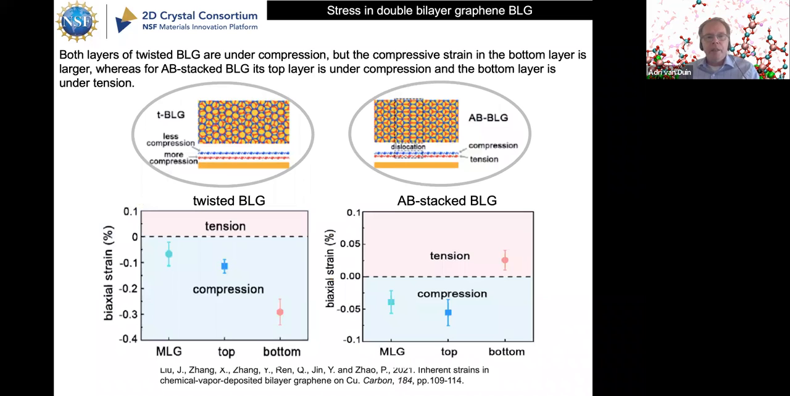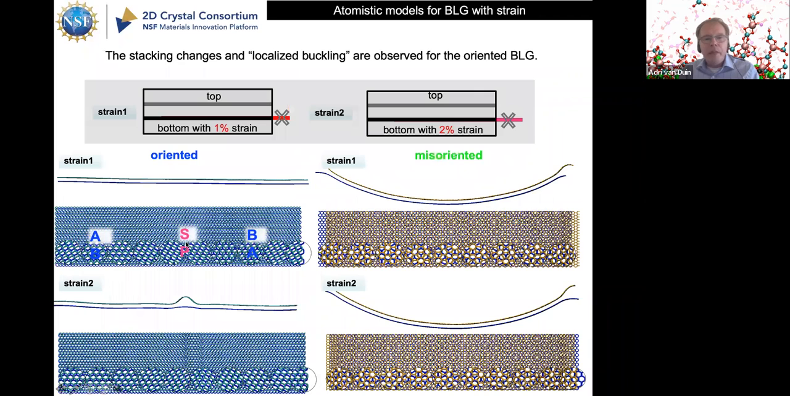The idea here being that these things are typically supported on the metal surface, and that means that there's typically different thermal expansion between these, and as such there may be a different level of compression in the two layers. And so our approach here was to see how the oriented and the misoriented would accommodate these type of strain distributions.